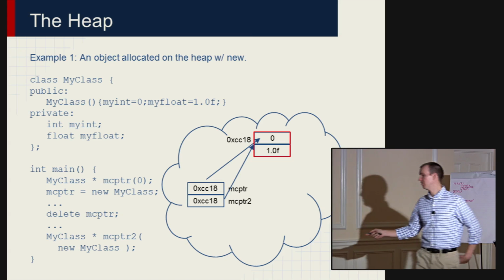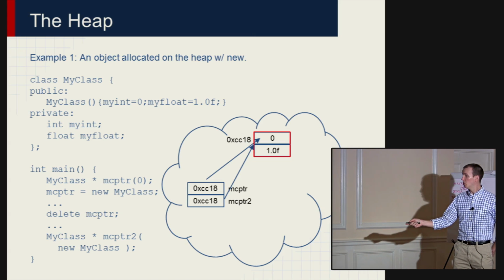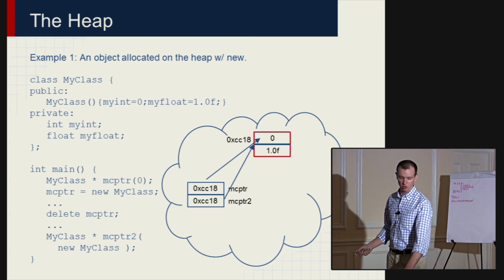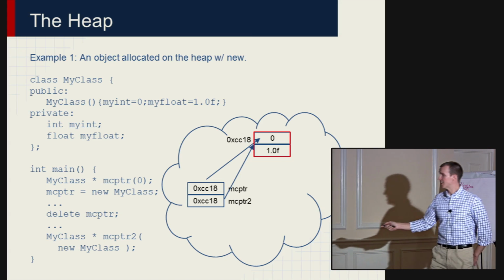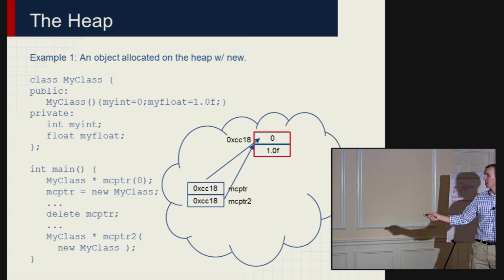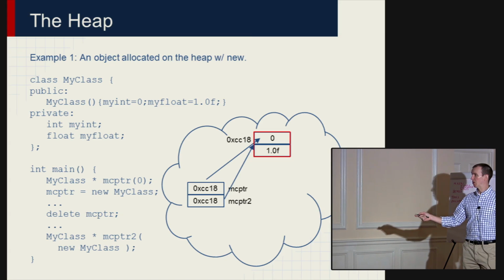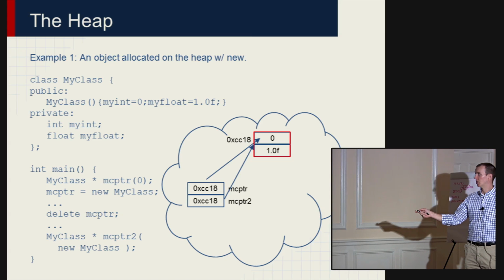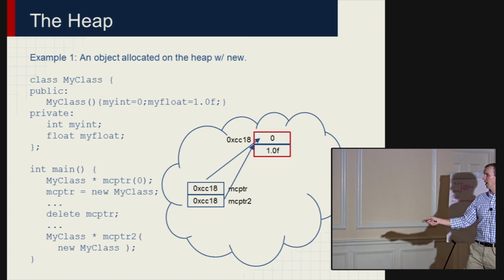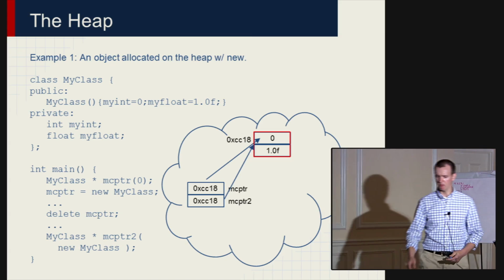But if you change your program so that instead of returning, you allocated a new object, here's a new variable, MC pointer 2, and you initialize it with new MyClass. So you're going to create yet another instance of MyClass and put it into MC pointer 2. Then it's entirely possible, and I'm going to say that it actually happened, that new will return the same piece of memory that it did last time. And so this block of memory now has been reinitialized. It's re-executed the constructor so that the values here are 0 and 1.0. And it's written the value into MC pointer 2 that is the same location that it was before for MC pointer.